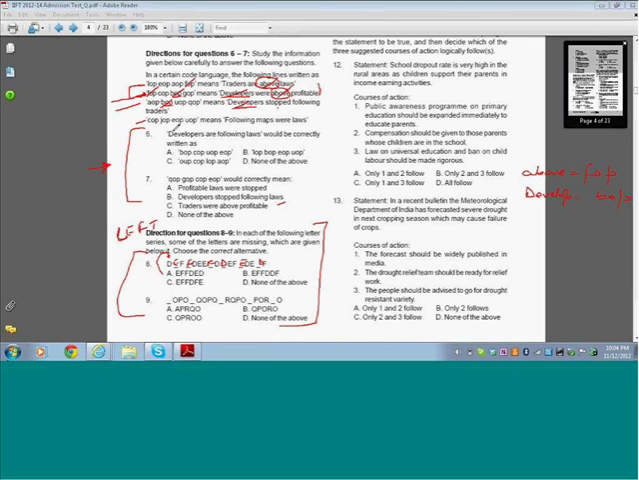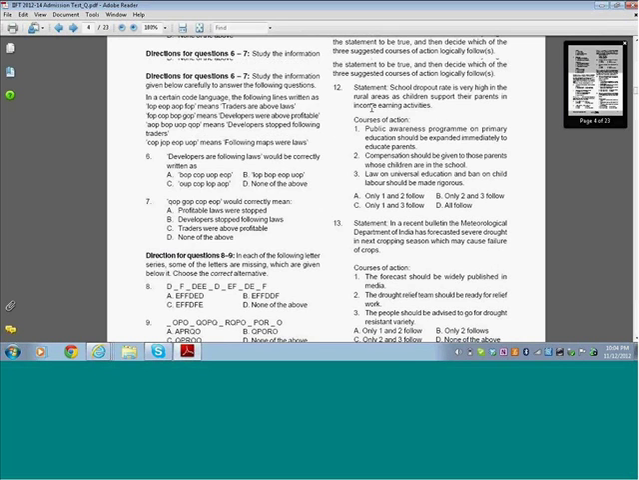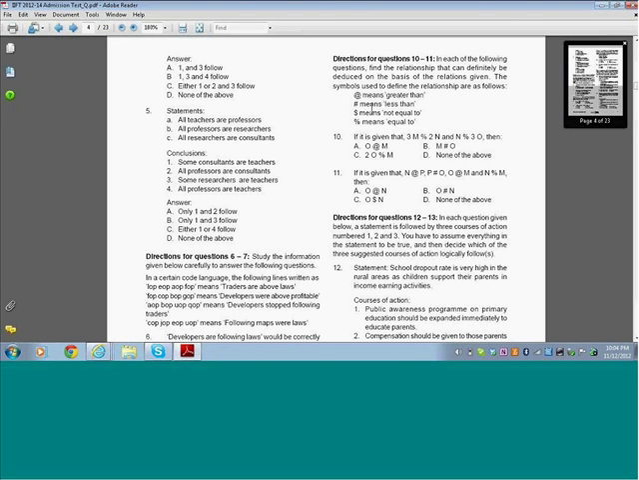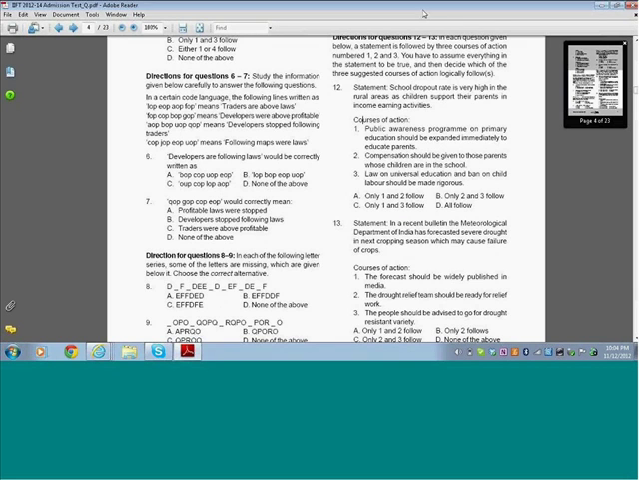Statement 1, public awareness programs on primary education should be expanded. Is it an issue of public awareness? There's nothing in the data here which suggests it's an issue of public awareness, so it should not be looked at, and we can ignore this one completely. Statement 3, law on universal education and ban on child labor should be made rigorous. The ban on child labor should be made rigorous so that children don't have to earn. So statement 3 is also fine. So the correct answer is statement 2 and 3.